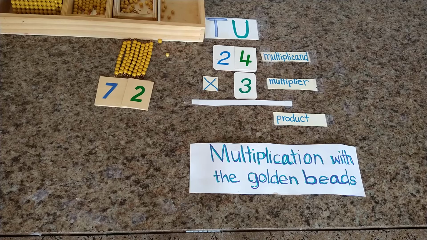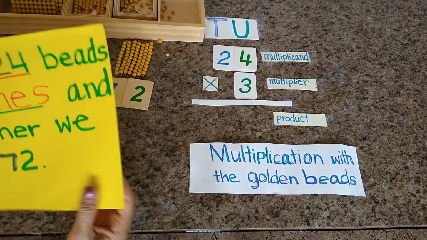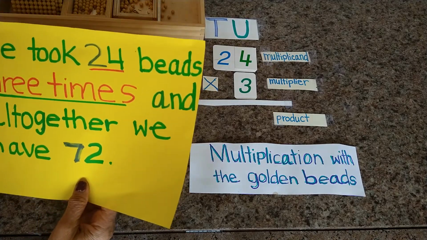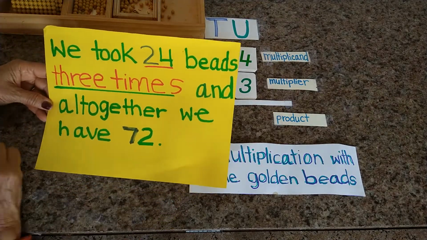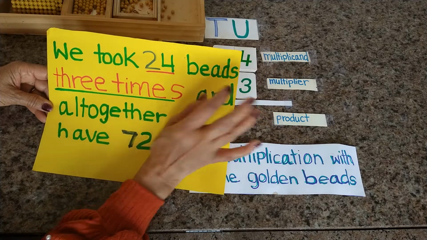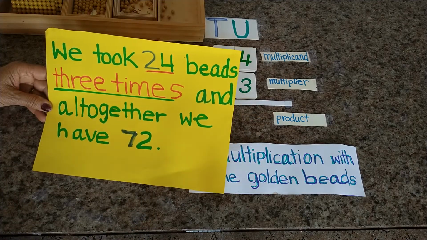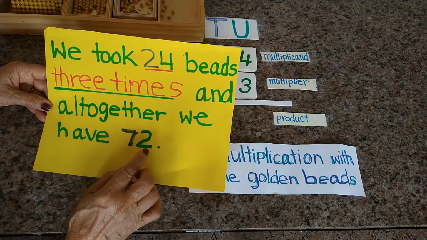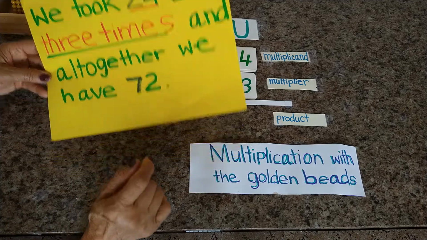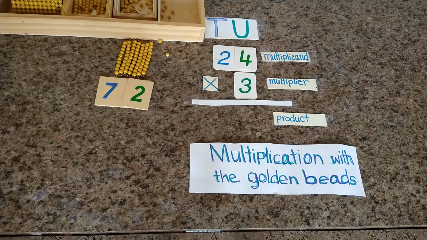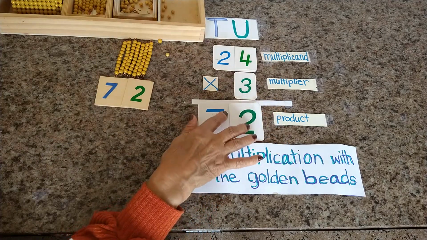So when the addends are all the same, then it is a special kind of addition called multiplication, right? All right, so I am going to read this math problem together. Please read with me. We took 24 beads 3 times, and all together we have 72. 72 is our product. So I forgot to put the label here, so I'm going to place the labels here also.